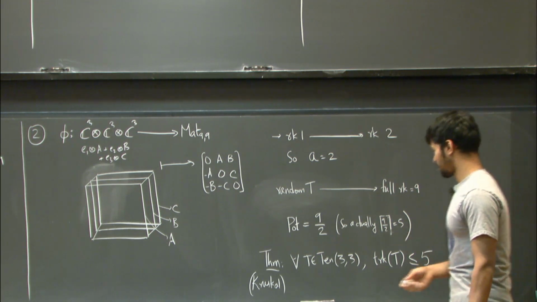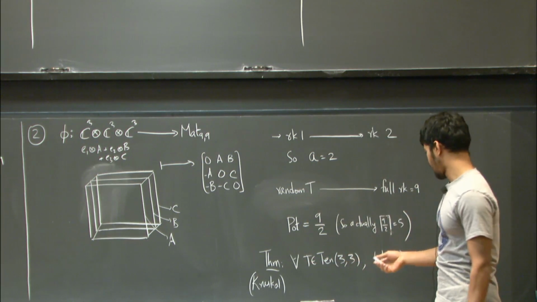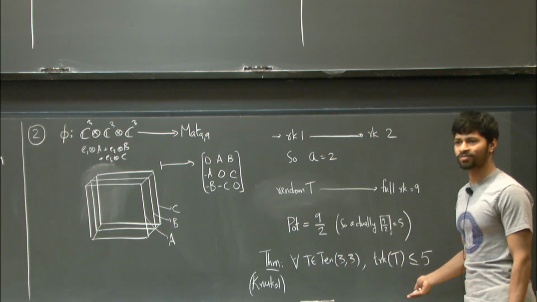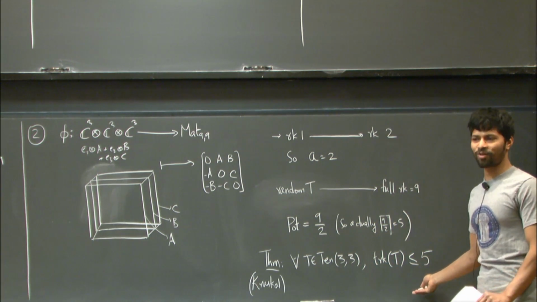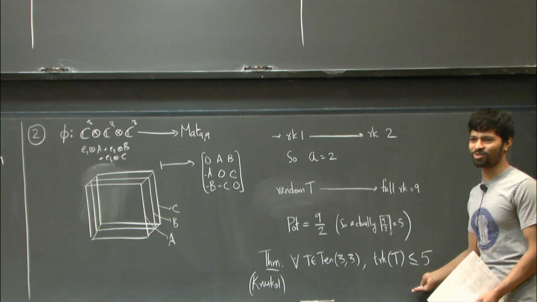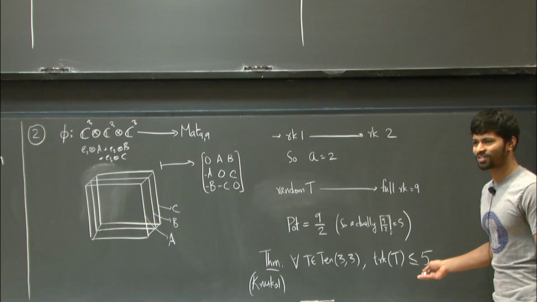But here's a theorem, and this is due to Kruskal, and it's non-trivial: every tensor in there has tensor rank at most 5. This is a fairly involved theorem. It's not the easiest to prove. It's not easy to see. It involves case analysis? Yes, it involves case analysis.